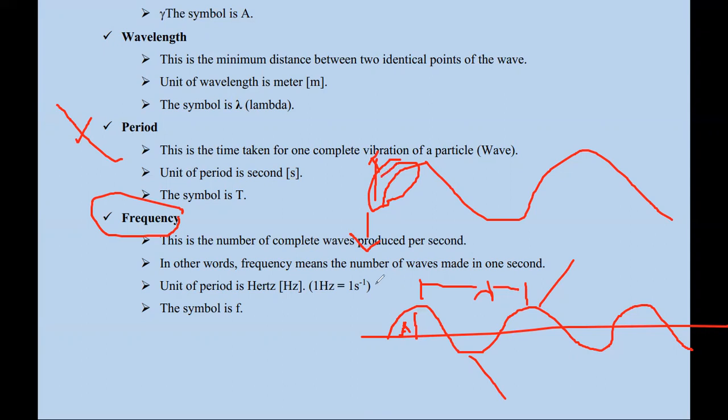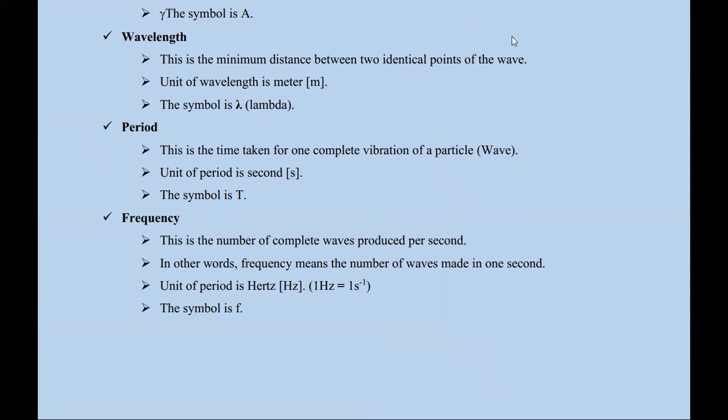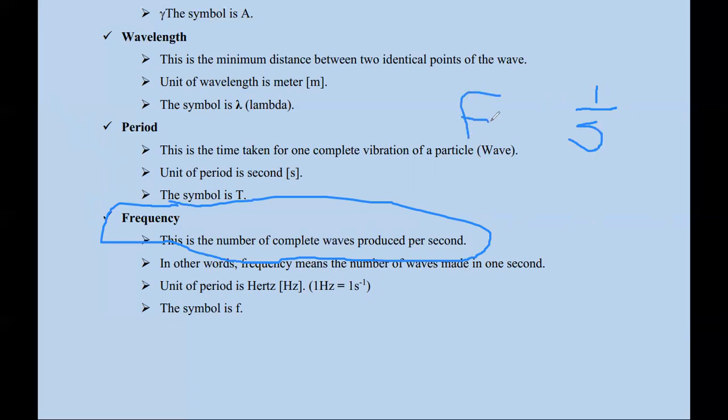So the number of waves that are produced in a second, that's what we call frequency. So this frequency is talking about the number of complete waves that are produced per second. In other words, it means the number of waves that are passing through a point. It's just one and the same. Now, the number does not have units, it's just a number per second. Now, this frequency must be small f.